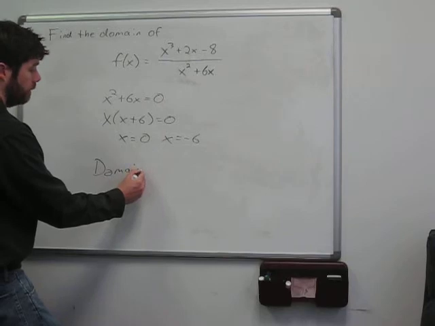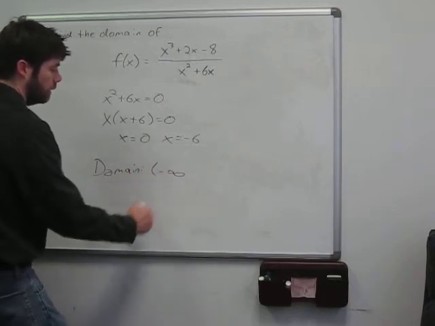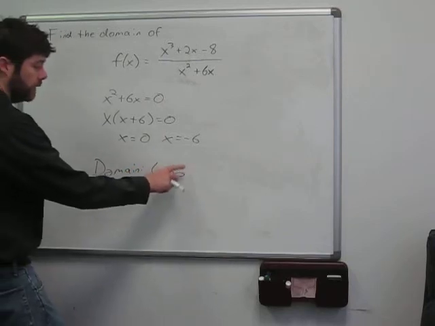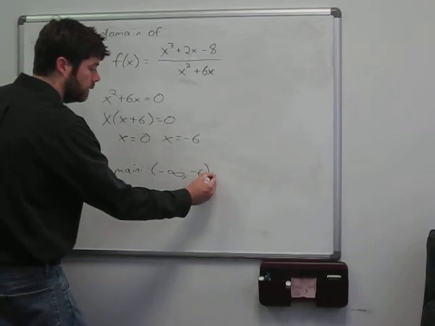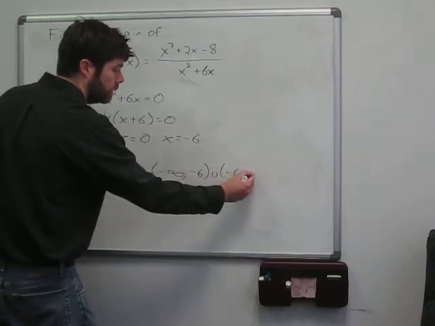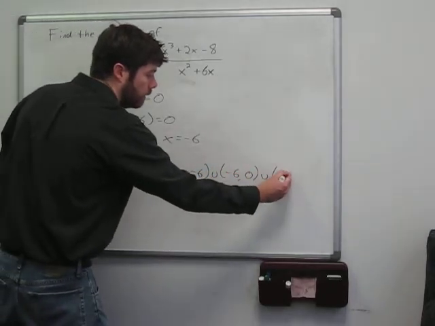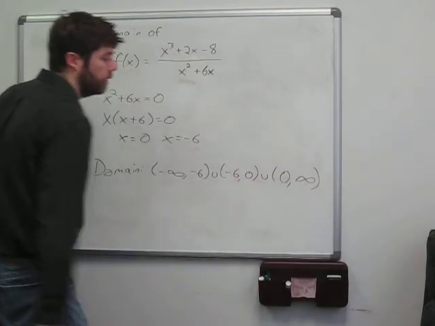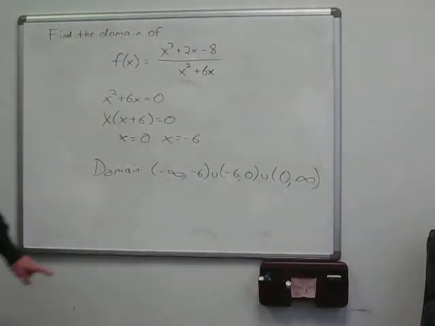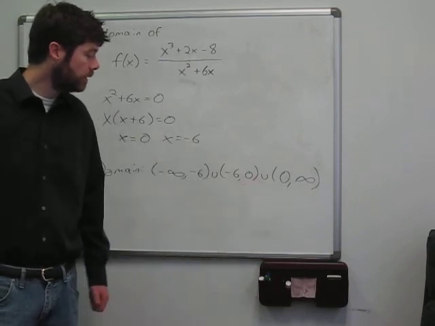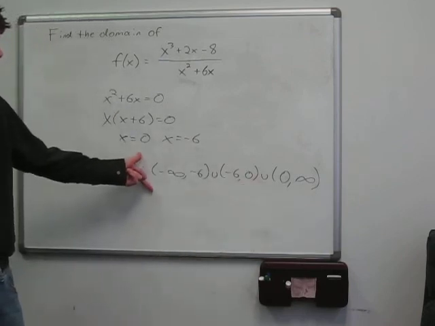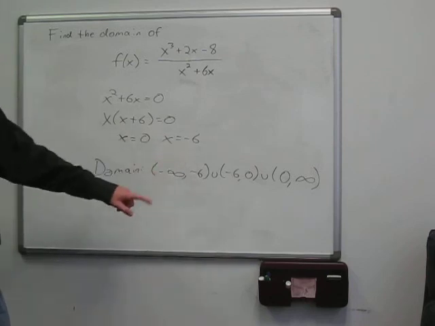So our domain in interval notation is -∞ to -6, union -6 to 0, union 0 to infinity. Because we use parentheses in this notation, this says exactly every real number except for -6 and 0.